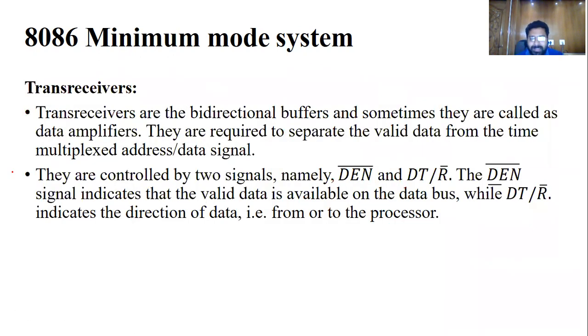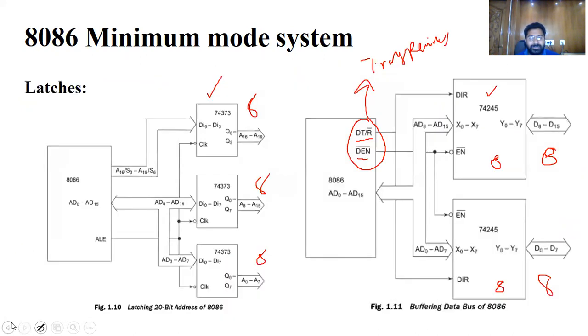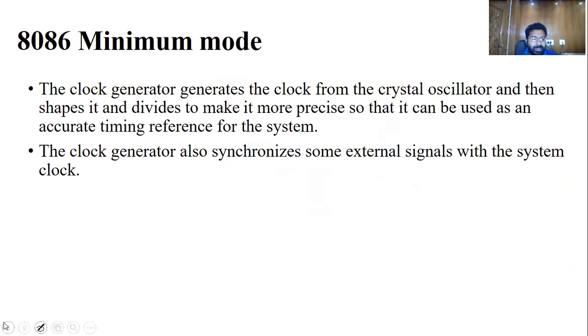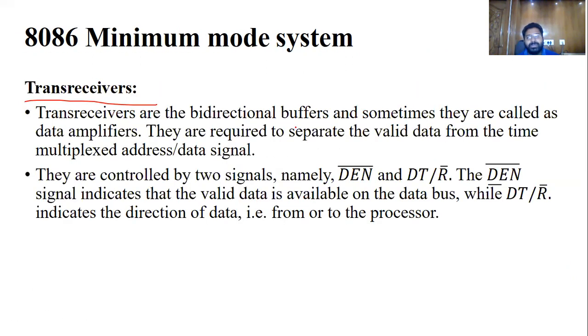So what are the transceivers? You know why we require the transceivers. We will see this diagram. Data enable lines: DEN means data enable, and what is DT? DT/R bar means data transmit and data receive purpose. So we require the transceivers. Why do we require these transceivers once again? Some of our pins, our buses, are bi-directional.